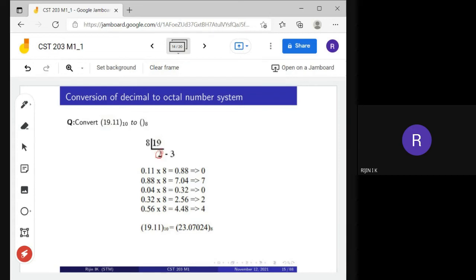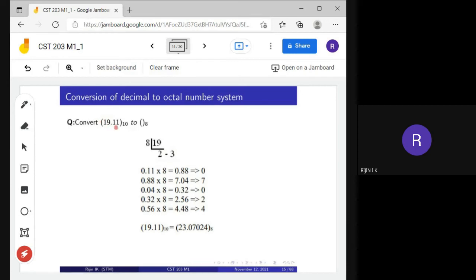Then we will get the result 2, and the remainder 3. So take the remainders in the reverse order, that is 2, 3. So that will be the number corresponding to 19. So 23 is the octal number corresponding to the decimal number 19.